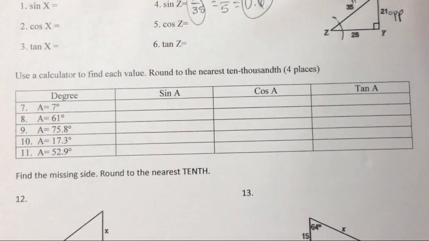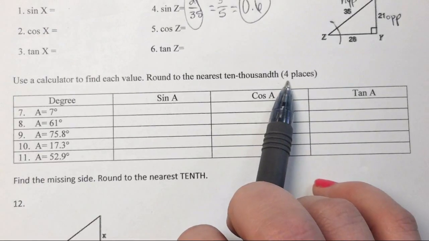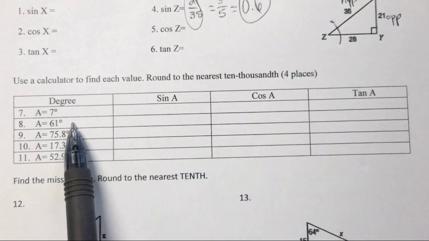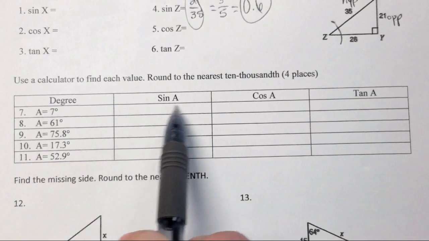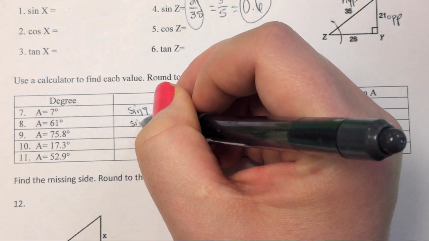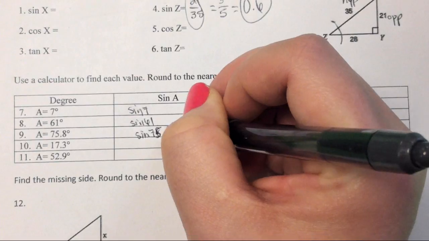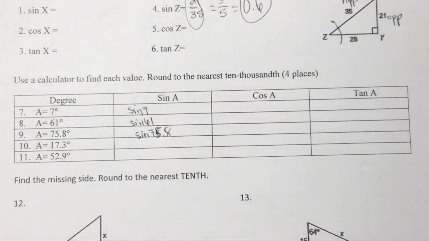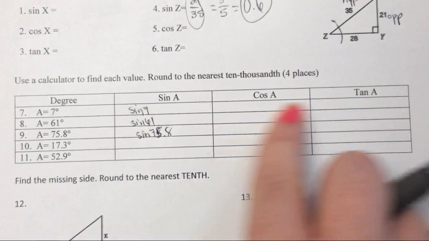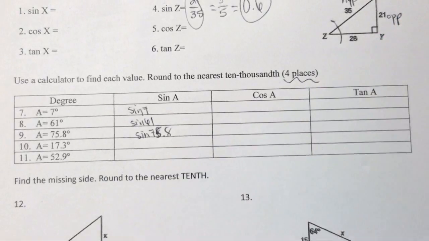The table below, notice it says 10,000, meaning 4 decimal places. That was an issue we had the last test. I counted off if you couldn't round correctly, because no offense, all we're doing is calculator button pressing right now. So for this whole column, you just have to type in your calculator sine 7, sine 61, sine whatever the number is, 75.8, all the way down. It's just calculator button pressing. But since it's just calculator button pressing, those on the test like this, Riley has to make sure she's rounding correctly. 4 decimal places means 4 decimal places.